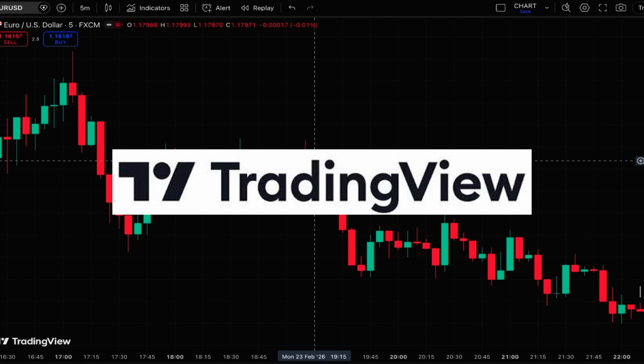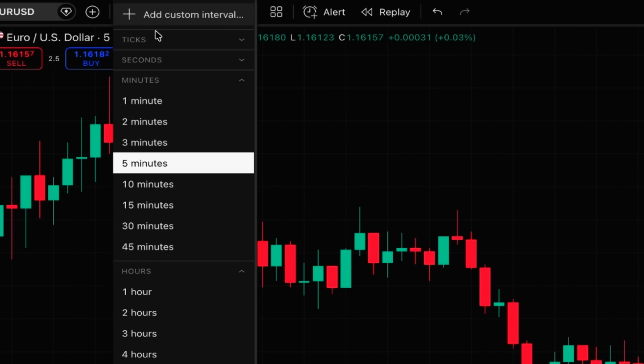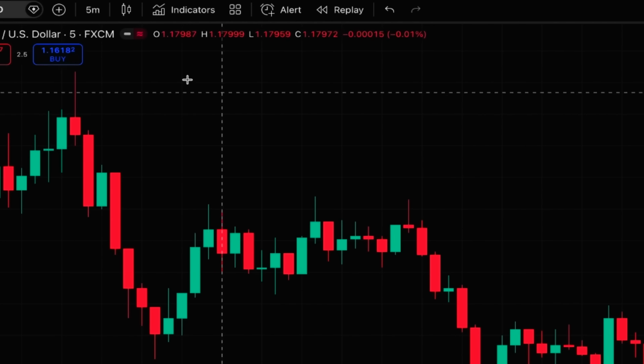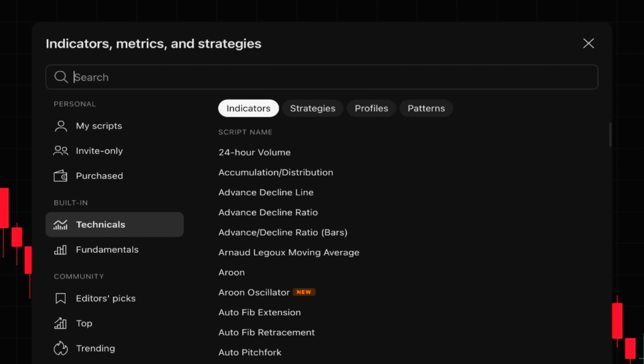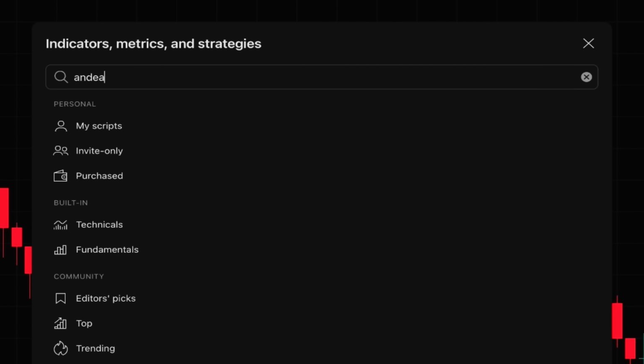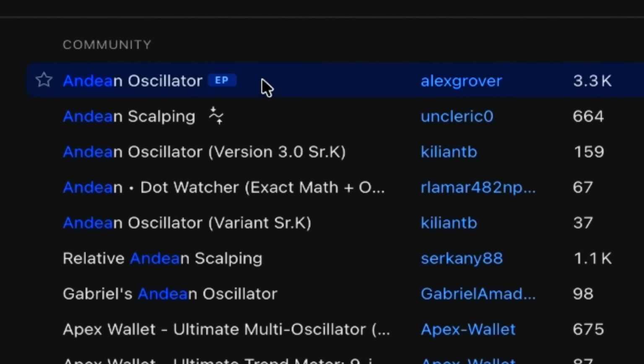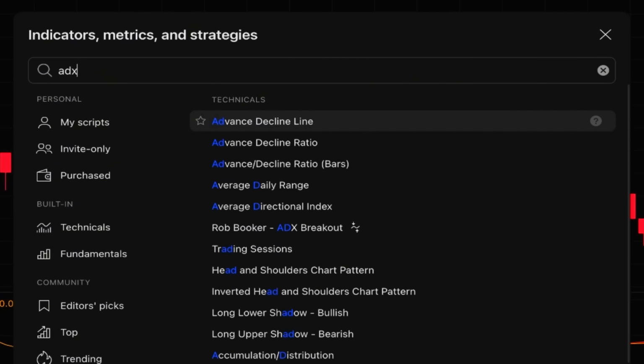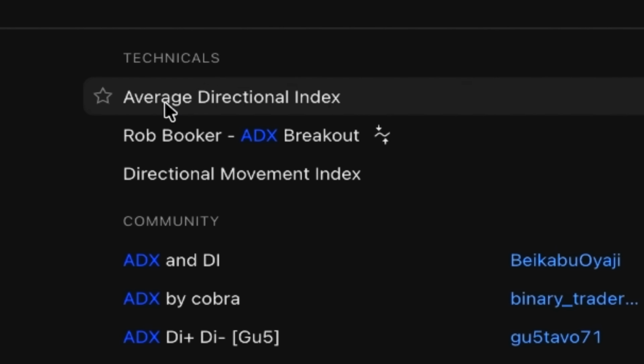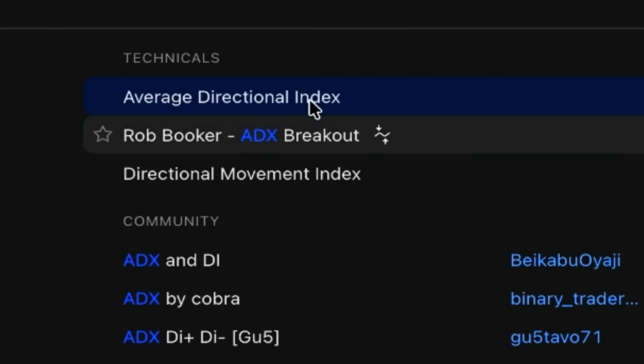On the TradingView platform, set the time frame to 5 minutes, then click on Indicators and first search for Andean Oscillator, this one, which is an Editor's Picks indicator written by Alex Grover. Then search for ADX, this one, Average Directional Index, which is a built-in indicator on the TradingView platform.